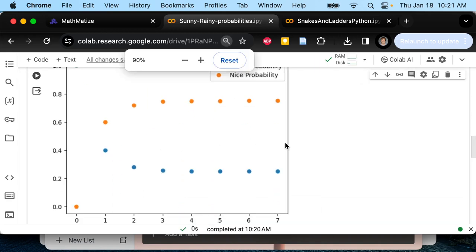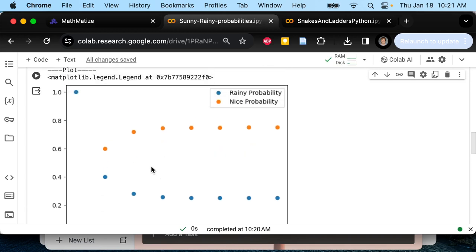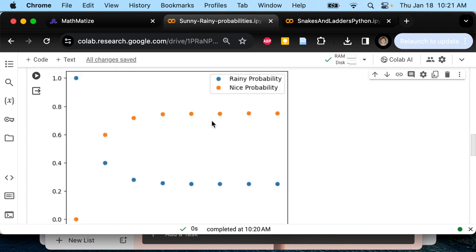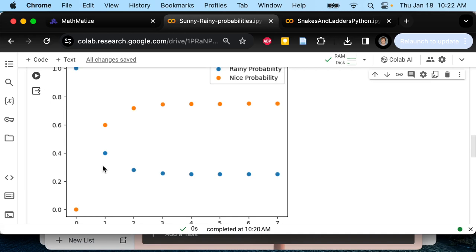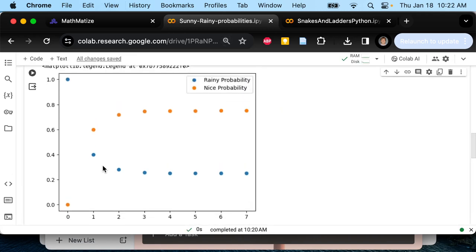So let me zoom out so we can see the whole thing. On the bottom here is the days. I should have labeled it, but I got lazy. On the y-axis is the probability. And every day I have plotted both the nice probability and the rainy probability. Of course, they sum to one, so if you know one of them, you know the other one. You can see that the rainy probability started up here, but it's not changing much once you reach these outer days. It's zooming down to this line. Any questions or comments about what's being shown here?